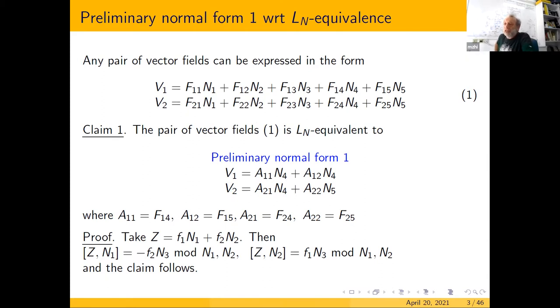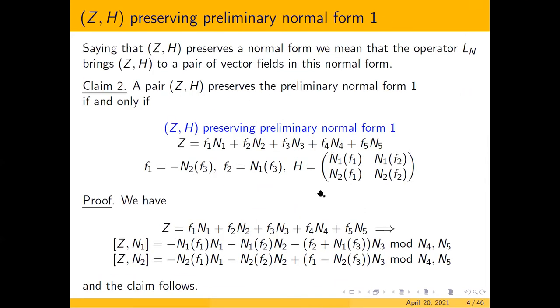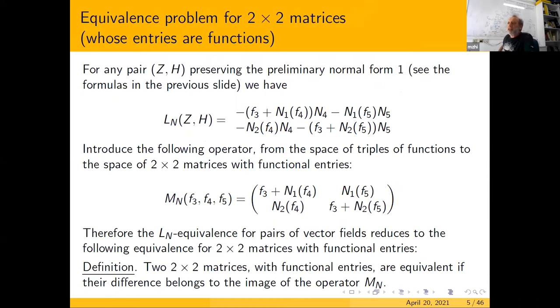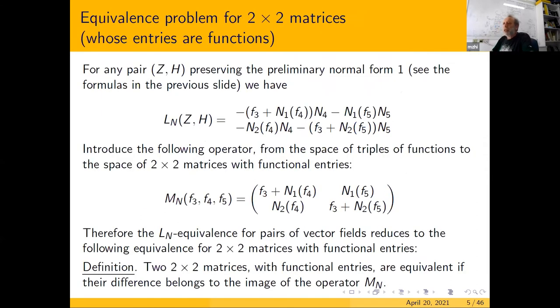And so I'm looking at what I can do with them, modulo the image of this operator. I call it LN equivalence, just modulo the image of this operator, and I want to construct an exact normal form. You know from the lecture that if the normal form is good, then that is what we need for the normal form of the 2, 3, 5 distribution. So these claims reduce our equivalence problem to LN equivalence.